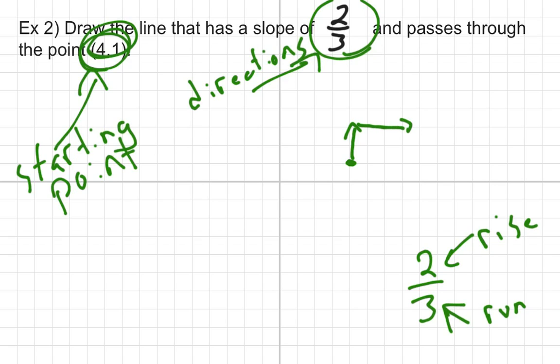So I go up 2. I changed colors here. I started at my starting point, then I went up 2 and over 3 to get to where the next point is supposed to be. And then that's how you can now draw your line. So you have the starting point, and then you have directions to get to the new point.